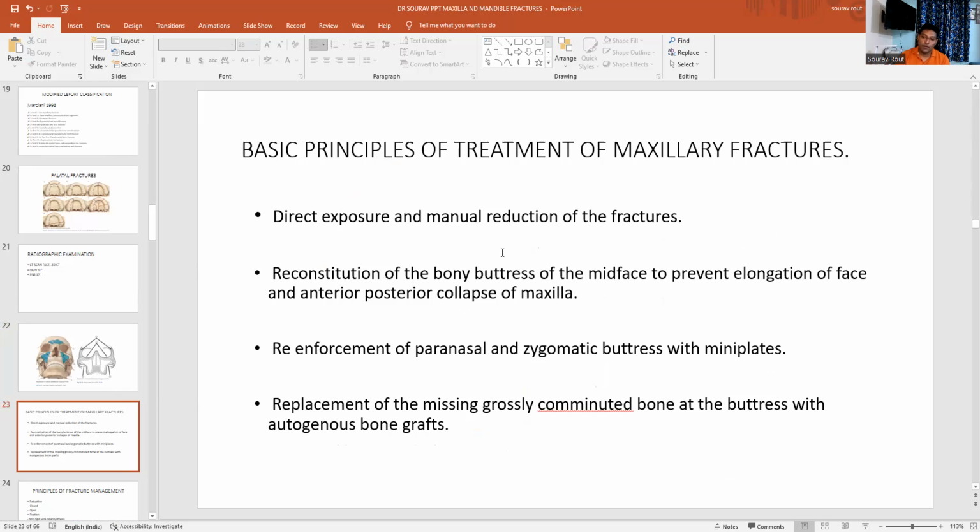What are the basic principles of treatment of maxillary fractures? Basic principles are direct exposure and manual reduction of the fractures, reconstitution of the bony buttress of the midface to prevent elongation of the face and anteroposterior collapse of the maxilla, reinforcement of the paranasal and zygomatic buttress with mini plates, and replacement of the missing, grossly comminuted bone at the buttress with autogenous bone grafts.